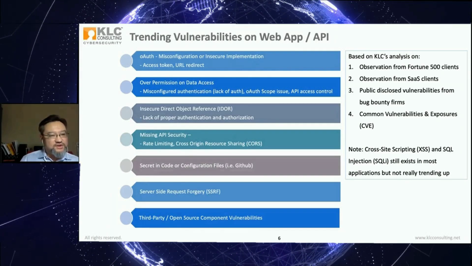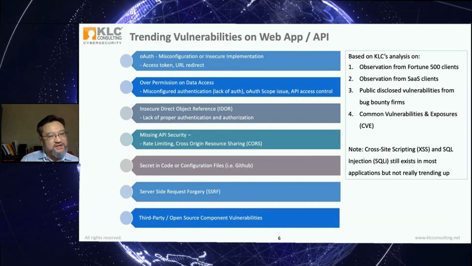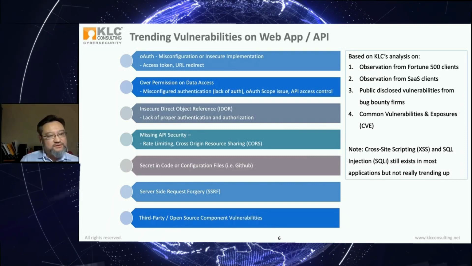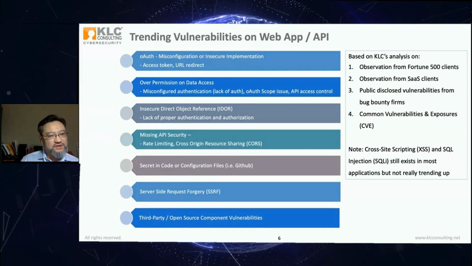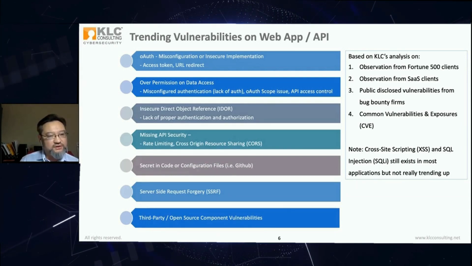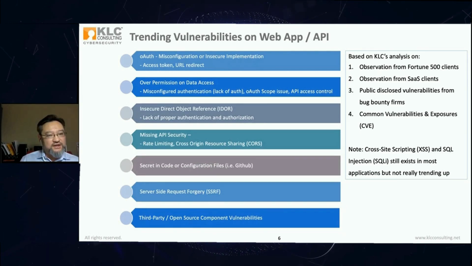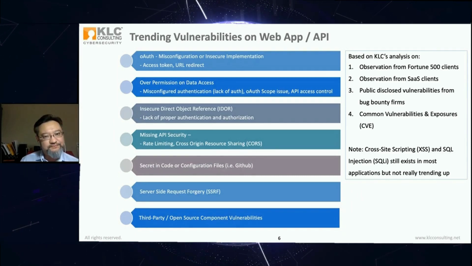Okay. And then there's server-side request forgery. We're seeing an uptick on this one as well. Server-side request forgery is when the attacker gets the server-side code to execute a URL they provide, without authorization, obviously. The next one is third-party open source component vulnerabilities. We're seeing more and more of this. We have a few slides on this one as well, but just to let you know, if you are using a third-party or open source component with a vulnerability, your application or API becomes vulnerable as well.